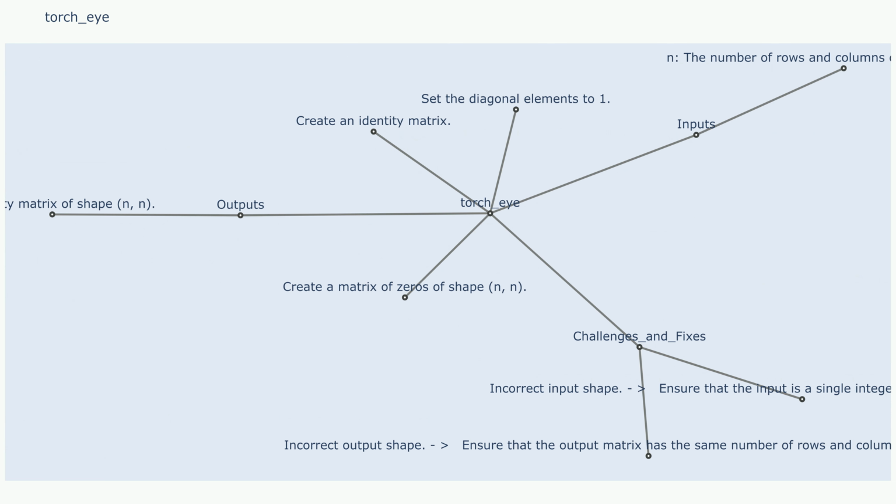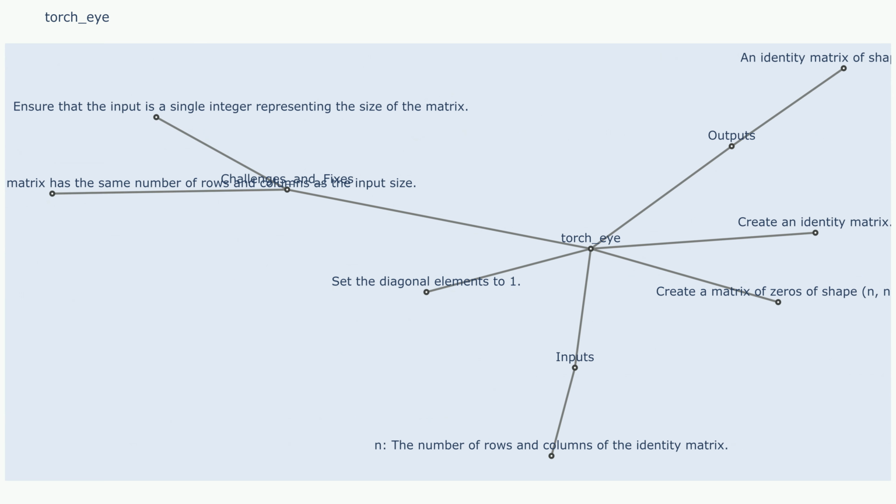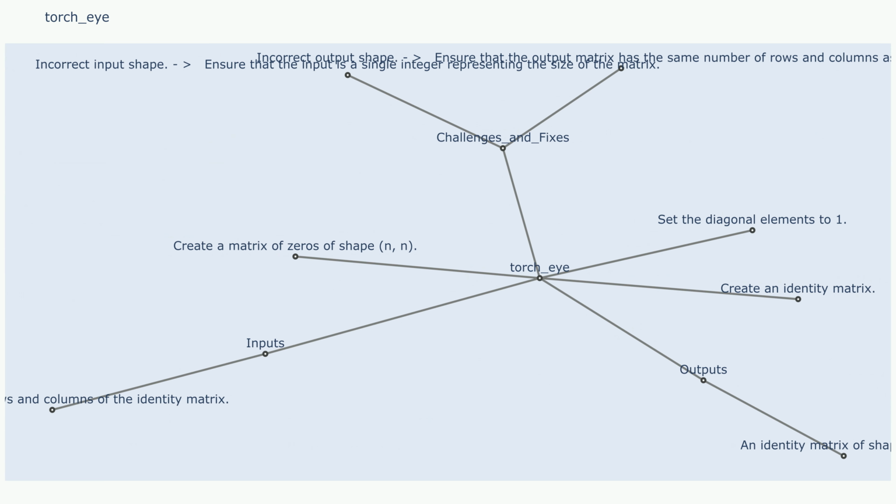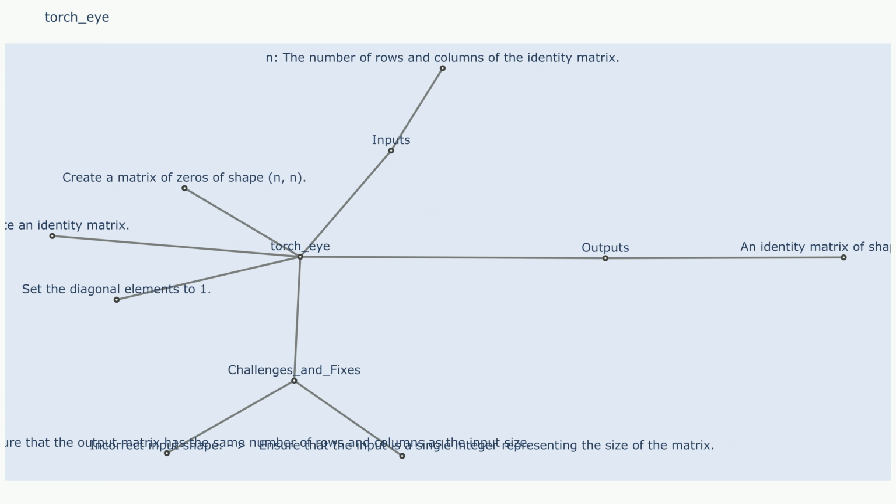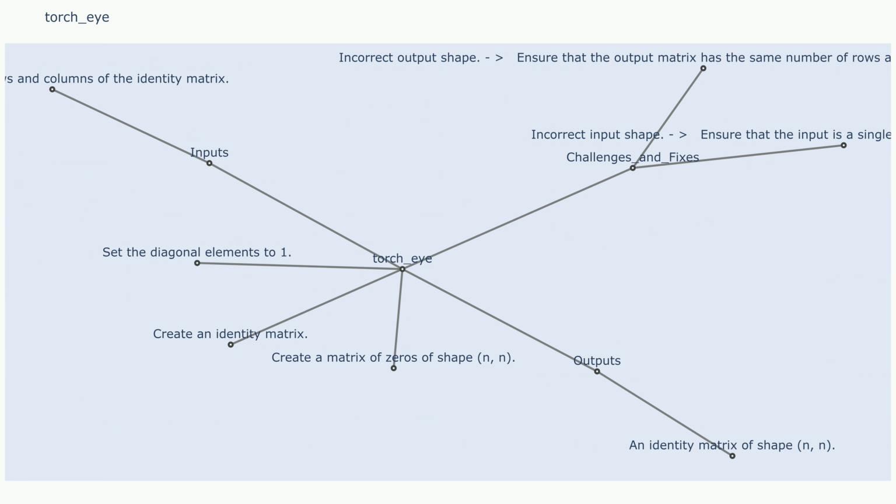Steps. The function first determines the size of the output tensor, which is n by n, based on the input n. It then allocates memory for the tensor and initializes all elements to 0. Finally, it sets the diagonal elements of the tensor to 1, effectively creating the identity matrix.